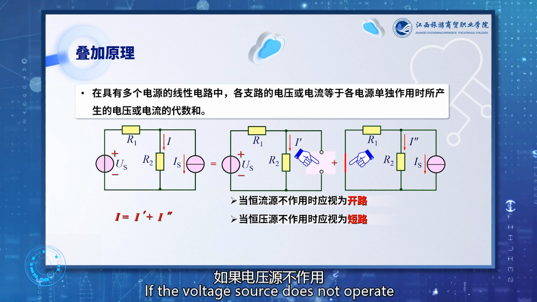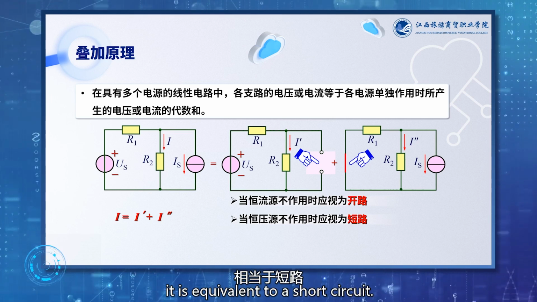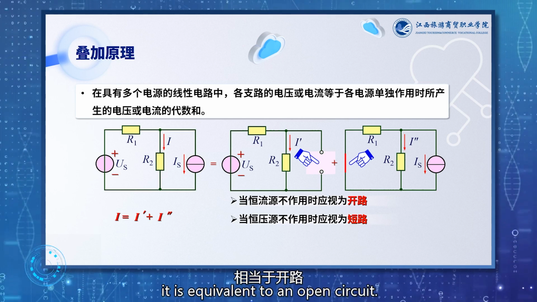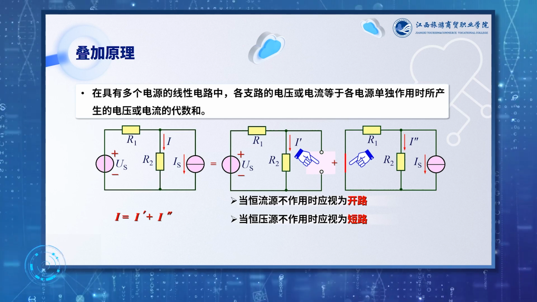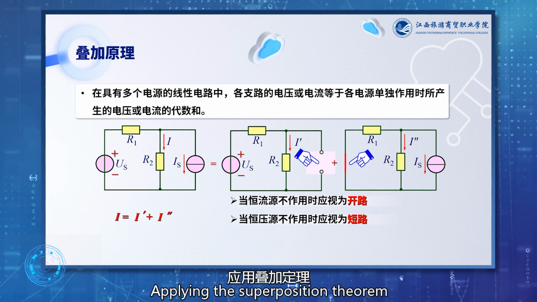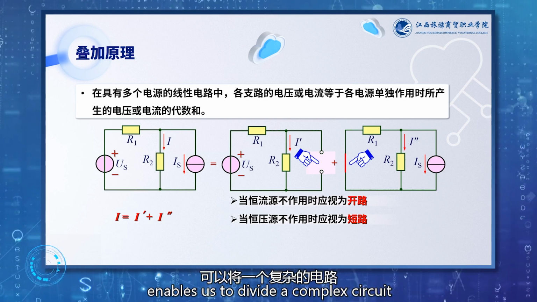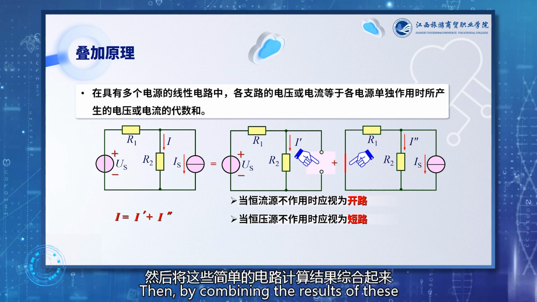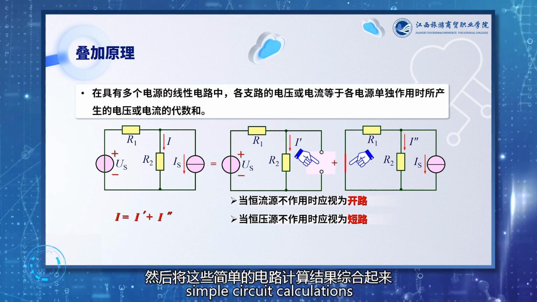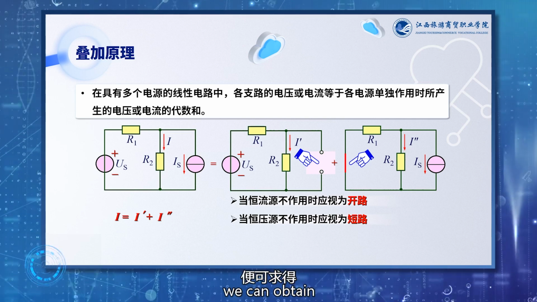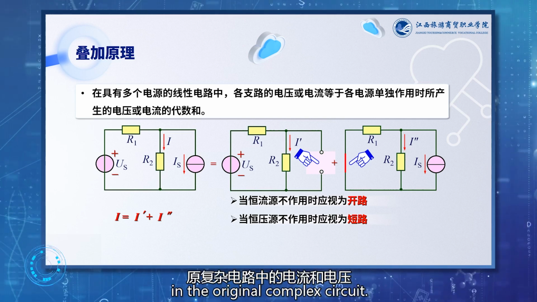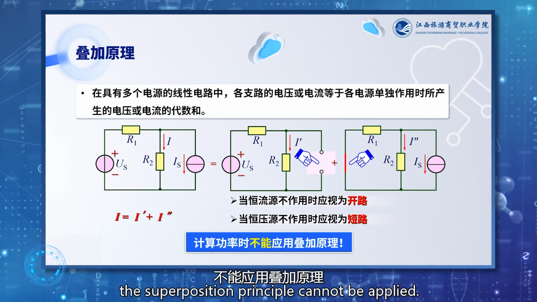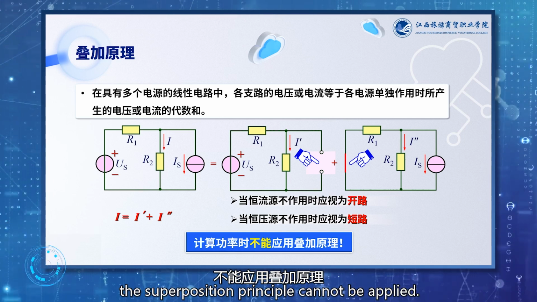If the voltage source does not operate, it is equivalent to a short circuit. If the current source does not operate, it is equivalent to an open circuit. Applying the superposition theorem enables us to divide a complex circuit into several simple circuits for study. Then, by combining the results of these simple circuit calculations, we can obtain the current and voltage in the original complex circuit. When calculating power, the superposition principle cannot be applied.